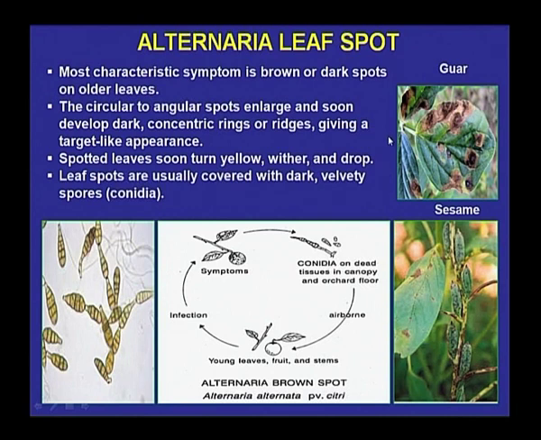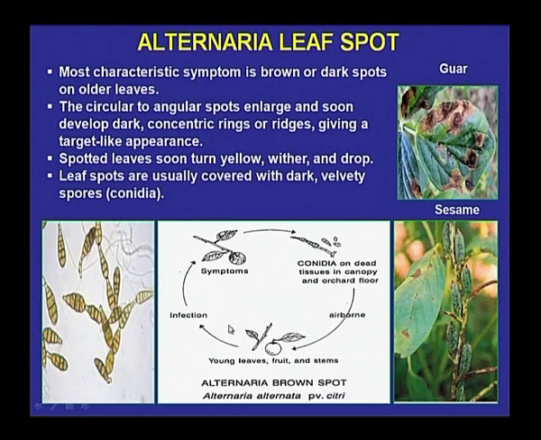Spotted leaves soon turn yellow, wither and drop. Leaf spots are usually covered with dark velvety spores. We will find dark velvety spores of Alternaria on these spots here. So, these are leaf spots infected with Alternaria on a guar crop. This is the sesamum plant showing leaf spots on the fruits as well as on the stems and the leaves. This is the causal organism Alternaria. You see the conidia of Alternaria having alternate septation, therefore it is known as Alternaria.